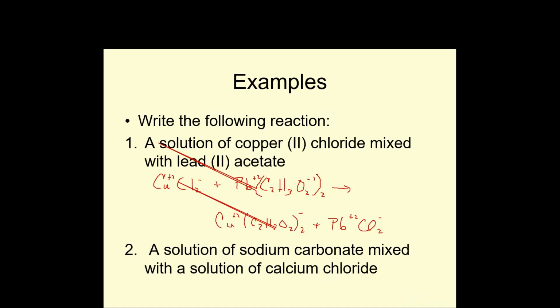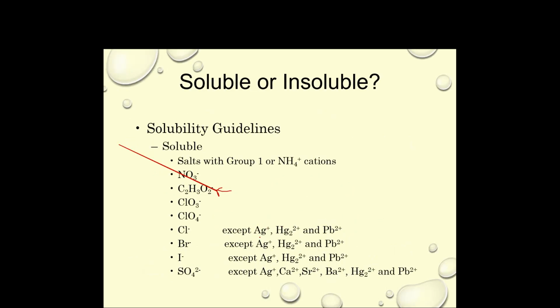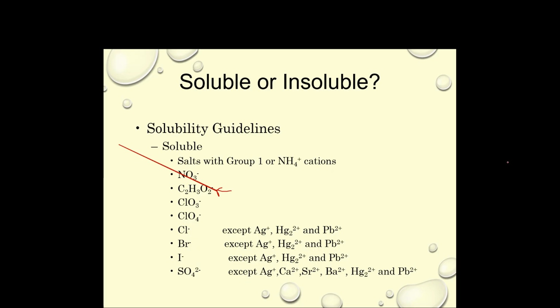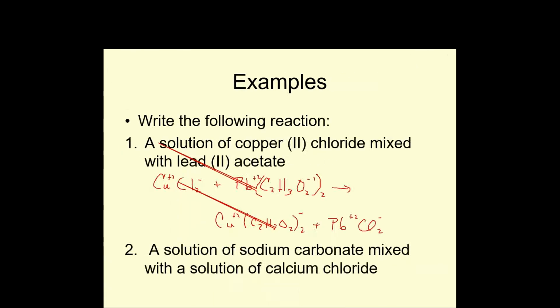Lead chloride. Okay, let's see. We don't have a lead rule, but we do have a chloride rule. Chlorides are soluble except, and lead is one of the exceptions. So that means that the compound of lead chloride is going to be a precipitate, and you get the reaction to occur.